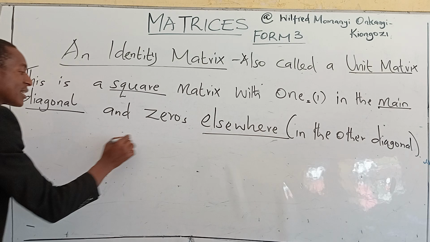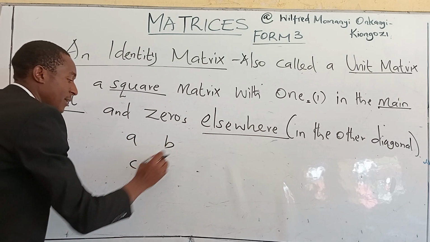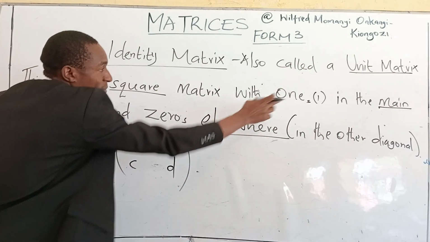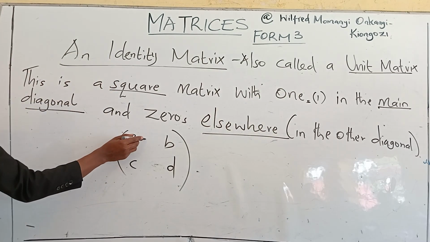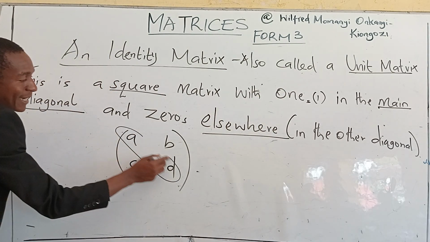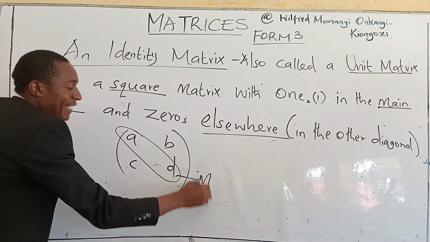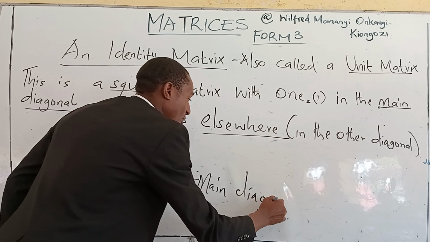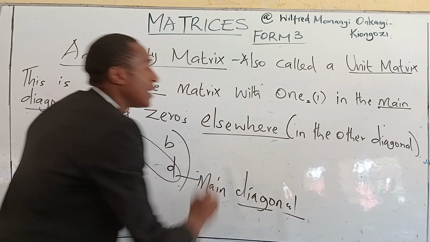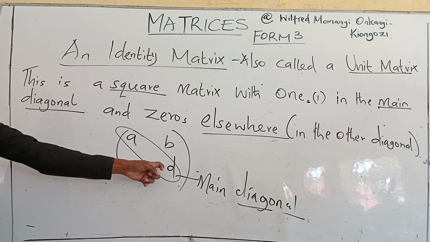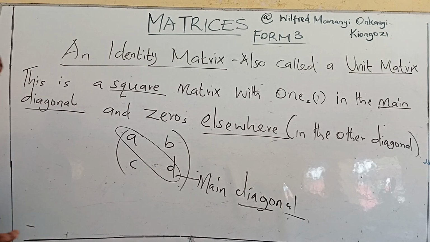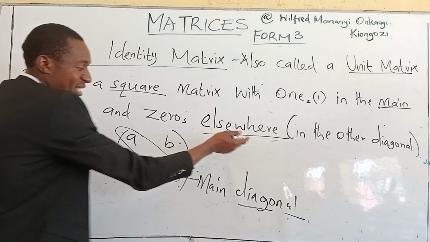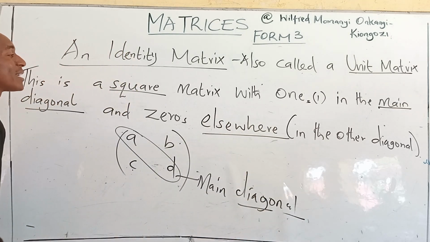So I want to give you an example and quickly describe what diagonals are in a matrix. If we have a matrix A, B, C, D, now that I have introduced the term diagonals, A, D is the main diagonal. So the otherwise or elsewhere is B, C. So B, C is the other diagonal. That one is well sorted.